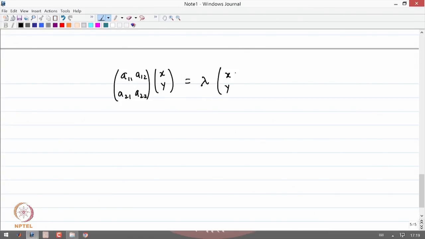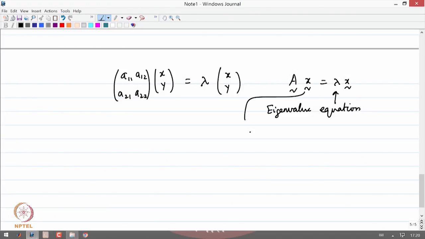The eigenvalue eigenvector problem is a specific set of equations which is a constant lambda times x and y. So if you write this as A, and you write xy as a column vector given by the operator acting on the vector x, and you write this as lambda x, then this is called an eigenvalue equation. And the eigenvalue equation is such that x is known as the eigenvector and lambda is known as the eigenvalue.